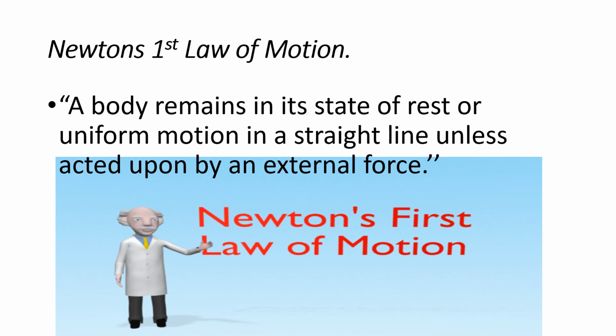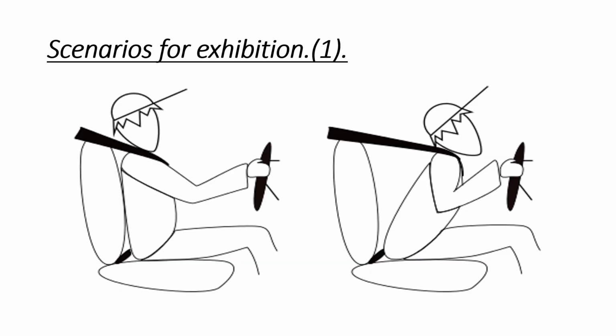Let us check some of the example scenarios where this law applies. The first one is the scenario for exhibition, where we are talking about passengers in a vehicle or in a bus. Passengers in a bus are pushed forward when brakes are applied suddenly, or maybe backwards when a bus at rest takes off suddenly.